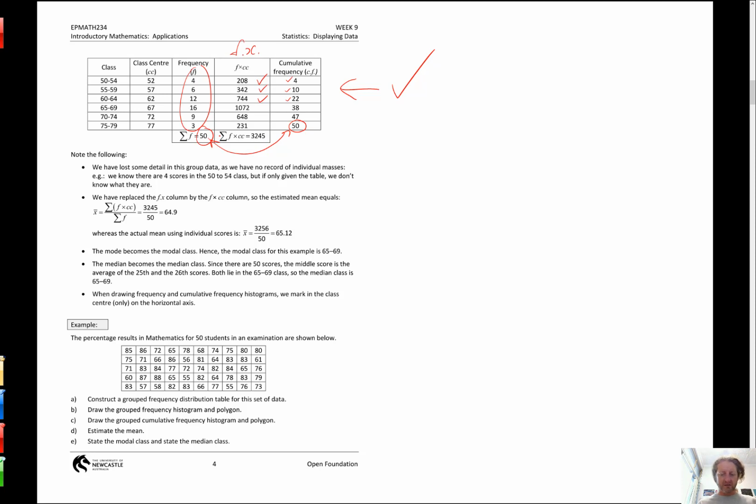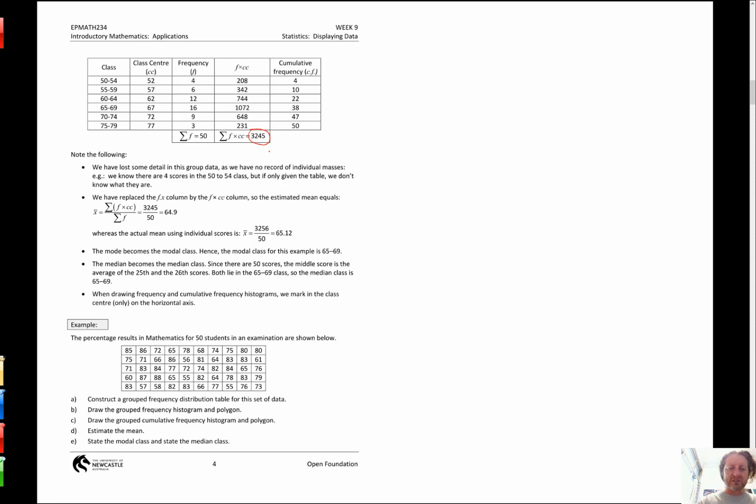And the other thing I can see written there is that the sum of my column here is 3245. That is an estimate of the sum of my scores. Again, if I knew the raw data from the previous page, I could just add them all up. But if I only got this table, then all I can do is assume that I have 4 scores at about 52, exactly what I said before. So 3245 would be an estimate of the total of all the scores.